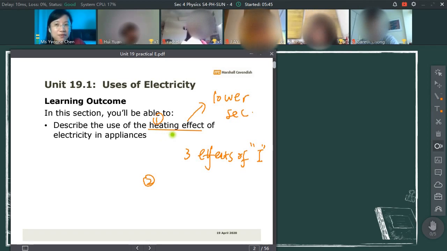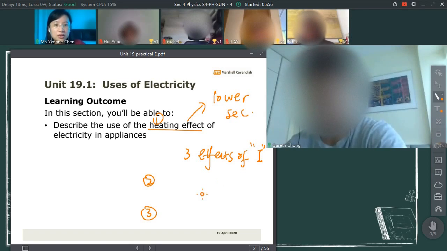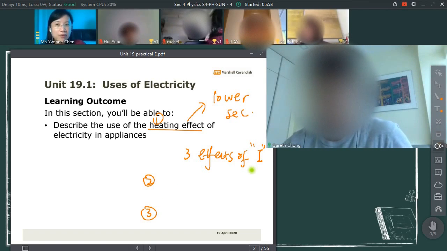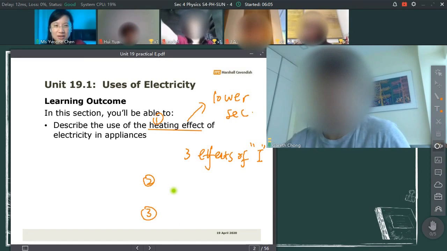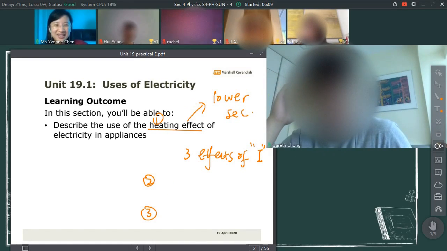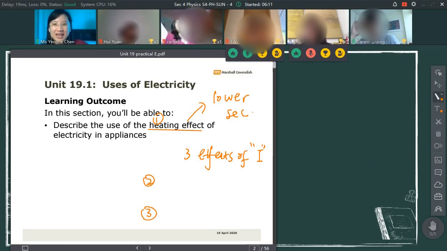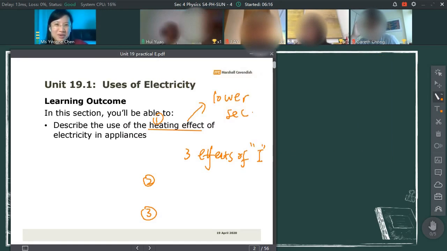One of them is heating effect. What is the other one? Any idea? Maybe Gareth, do you have any idea? There are three effects of current you learn in lower sec science. One is heating effect. The other one is, do you remember? No. Not really. Okay, thank you. How about Wei Yuan? Cannot remember. Okay, fine.